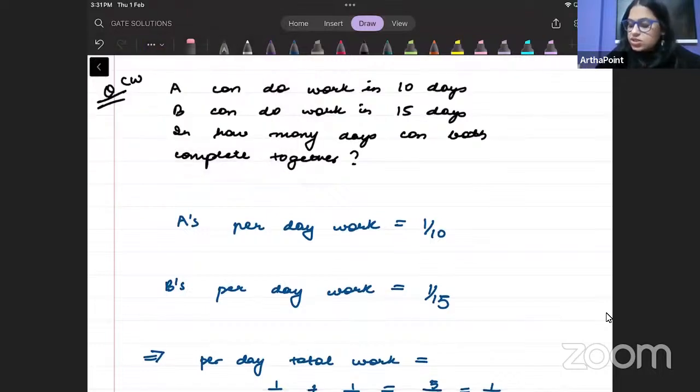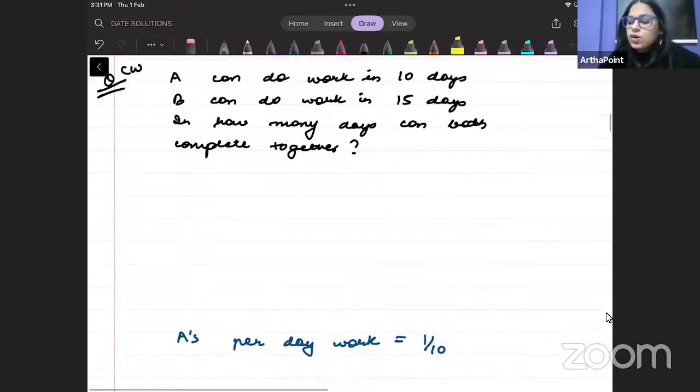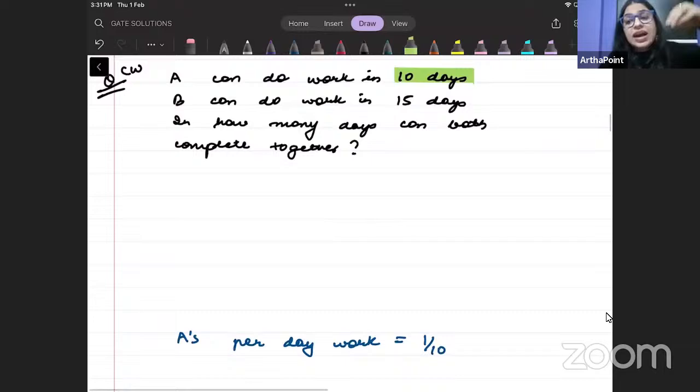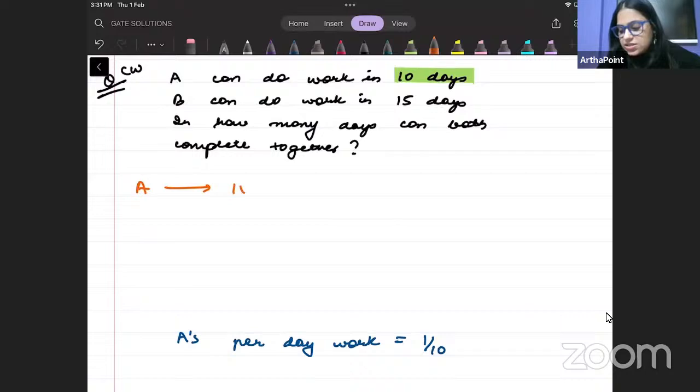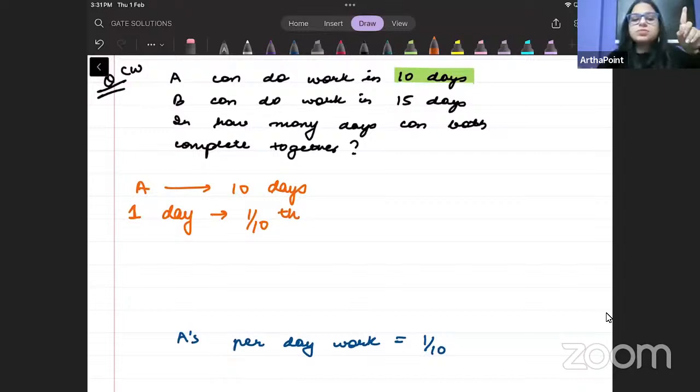Type it up. So this says that A can do a work in 10 days. अगर A अकेले लगे, if A is individually putting all his effort, then A can do the task in 10 days. So beta, if A can do in 10 days, हमेशा इसको 1 के टर्म्स में निकालो. So in 1 day, how much task can he do? 1/10 of the task.